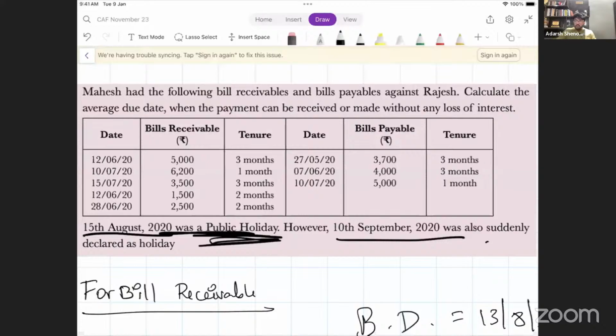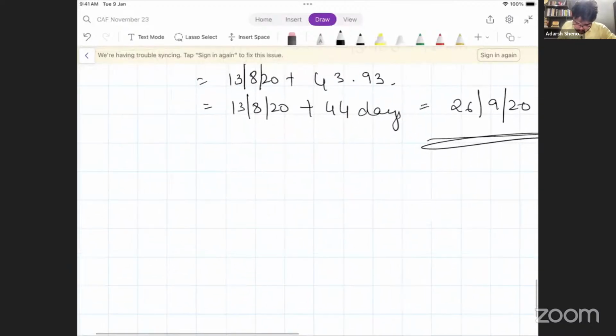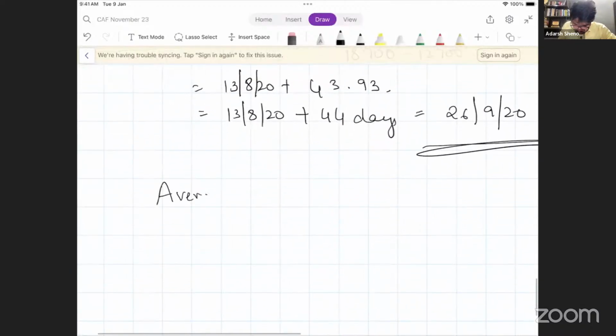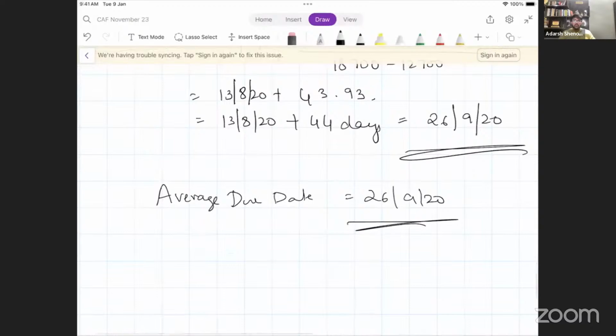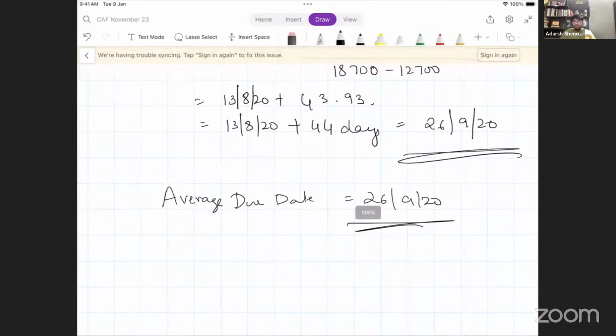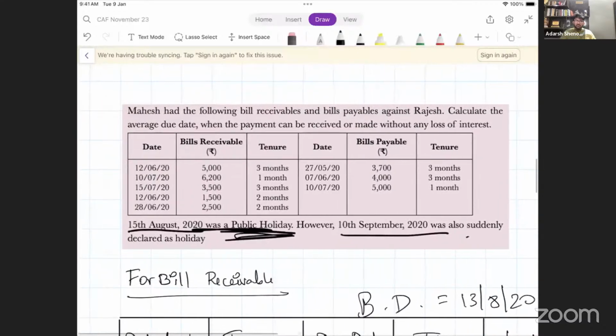Then write the answer clearly. What is your answer? Average due date is equal to, so and so date, like this: 26 9 20. Write it neatly, write it clearly, double underline it, highlight it so that the valuer looks at that first. The valuer will look at that first and then go to how you've done it. Generally, if the answer is right, you'll get full marks for questions like this. So write it very clearly.